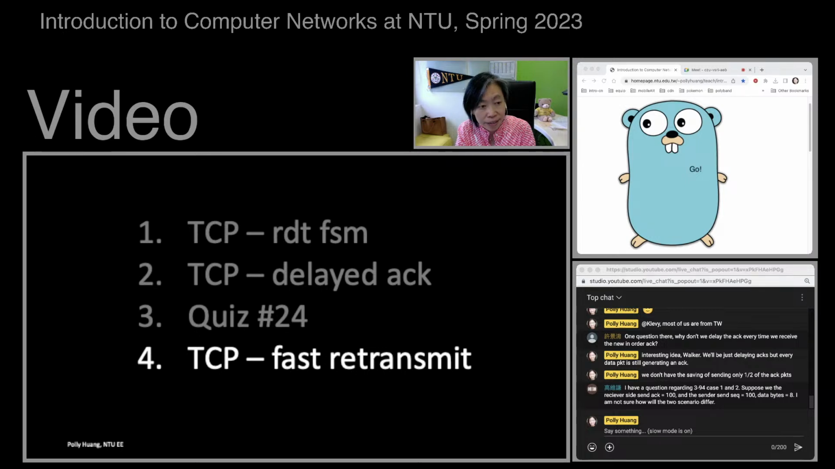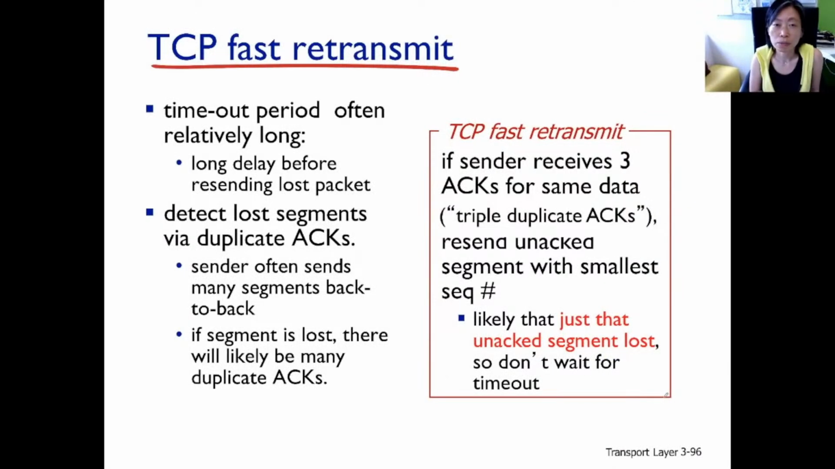And next is TCP. We are almost done with the RDT, but not yet. The last video about TCP's RDT is just this: fast retransmission. It's an optimization, so TCP doesn't need to wait too long to retransmit. Last is the fast retransmission mechanism.